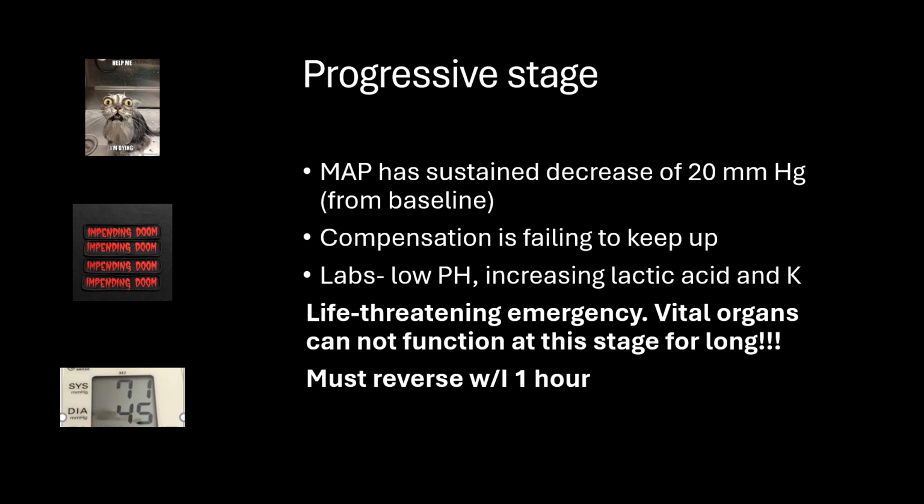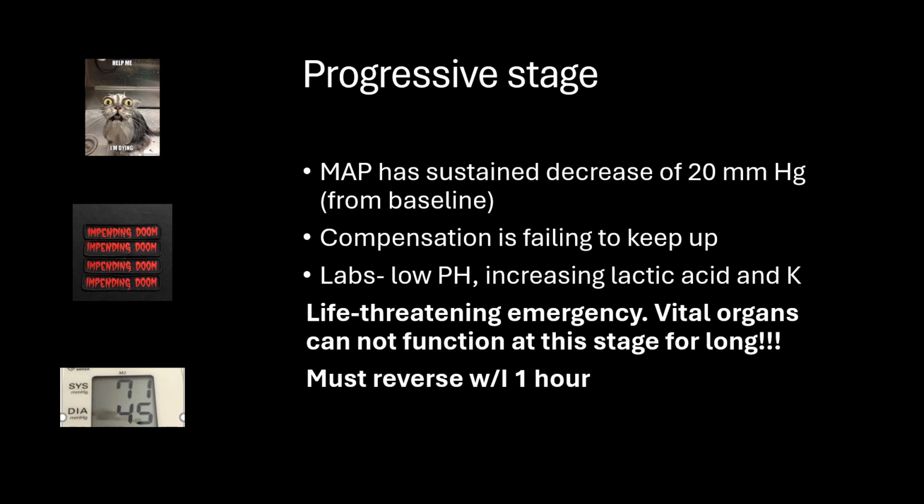Okay, so we didn't catch it, so now our patient has progressed and we're into the progressive stage. During the progressive stage, the vital organs are becoming hypoxic. The non-vital organs at this stage are becoming ischemic and the tissue is starting to die. Earlier we mentioned the skin was cool, now it's becoming cold and clammy. We've got to stop this within an hour or the patient's going to progress. This is a life-threatening emergency.